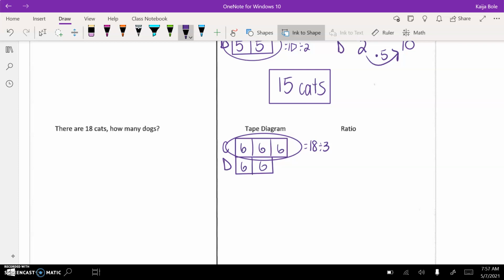And then for the ratio, same thing. I've got cats and dogs. Put in my blank fraction bars. 3 to 2, but now I have 18 cats, so that goes up top. Question mark for the dogs. Arrows go towards the question marks. How do I get from 3 to 18? Well, I multiply by 6. So I'll do the same on the bottom. So either way, you would get 12 dogs.